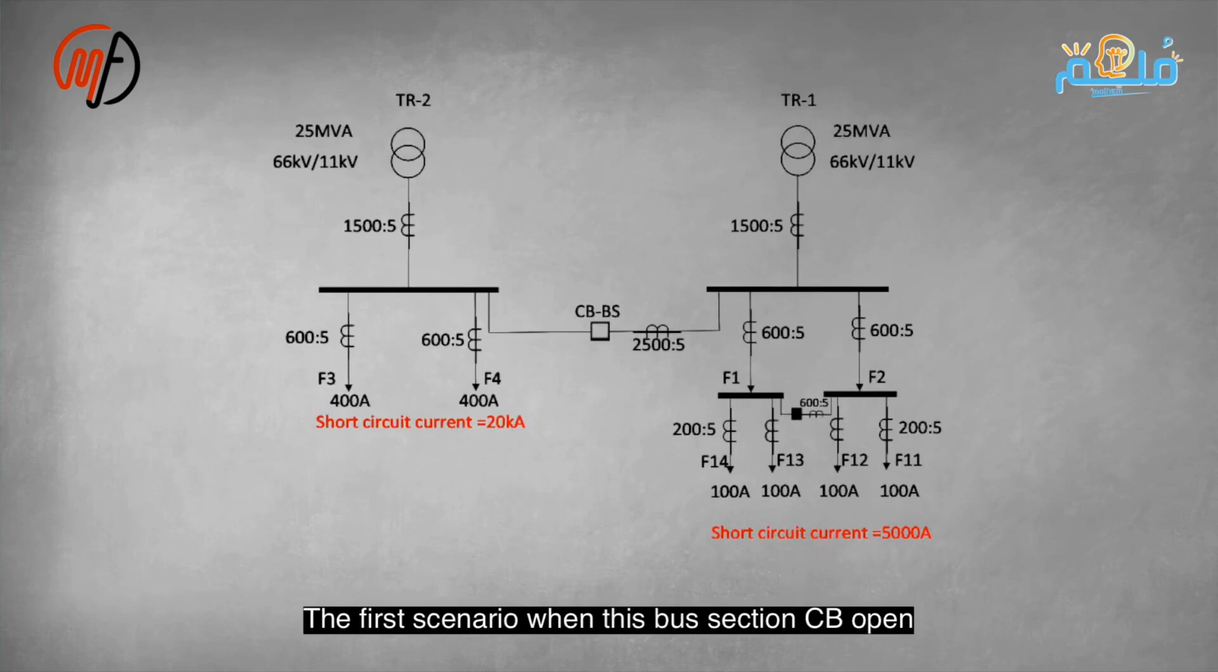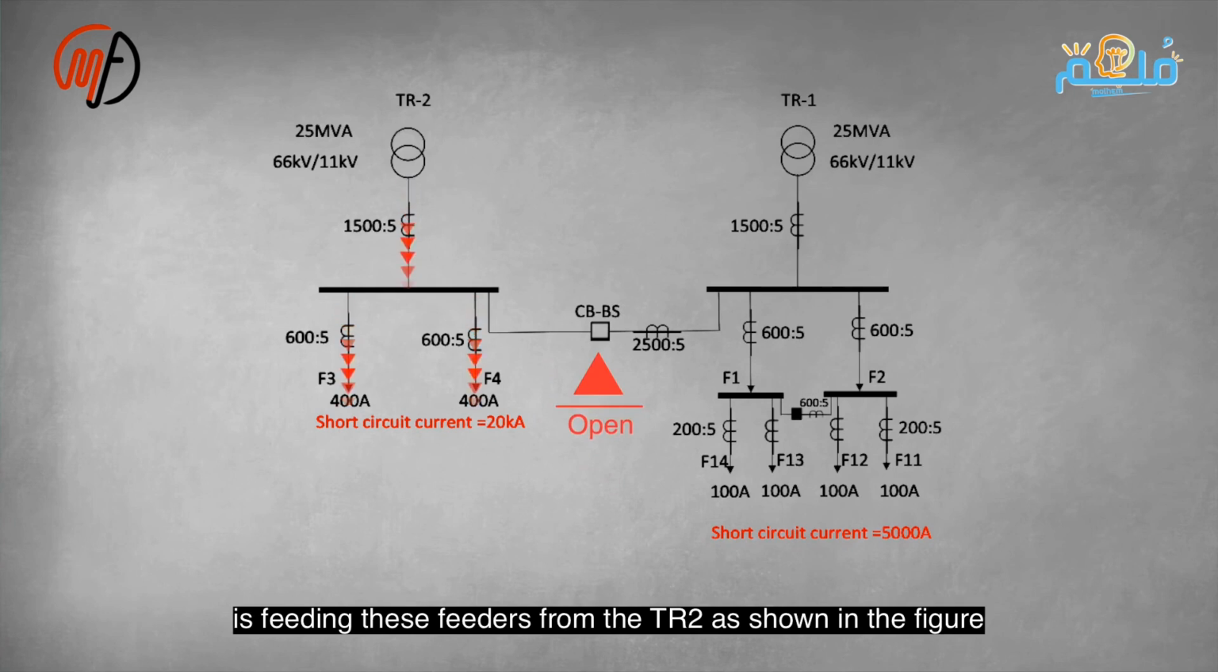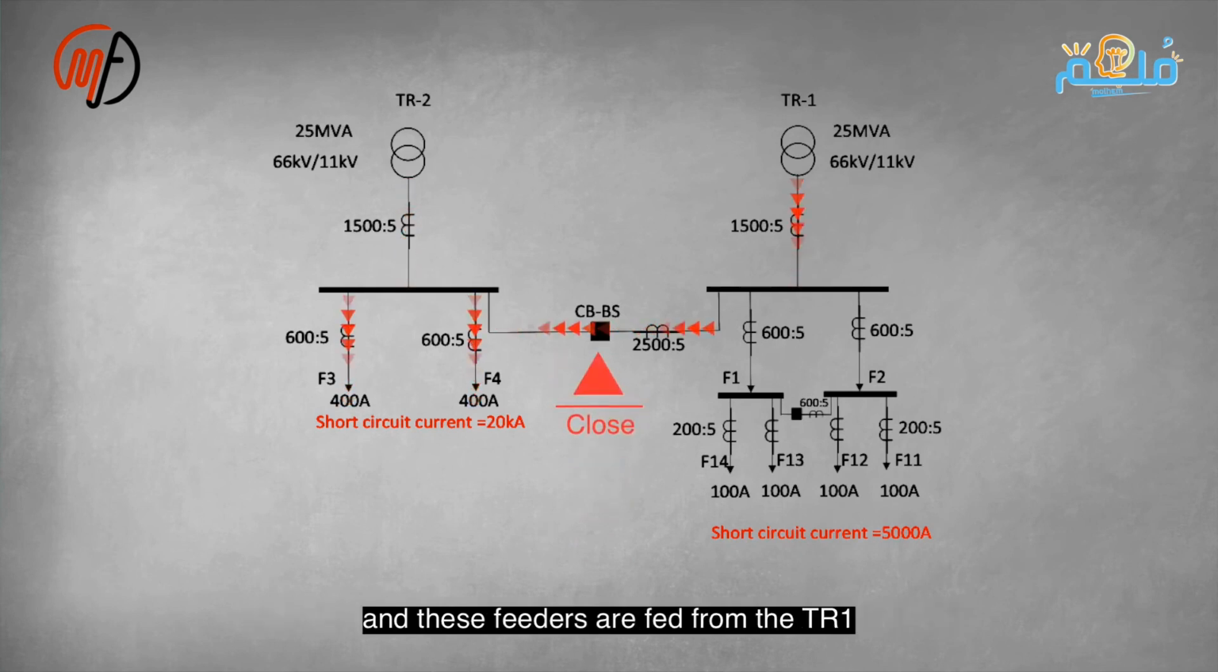The first scenario is when this bus section circuit breaker is open and these feeders are supplied from transformer 2, as shown in the diagram. The second scenario is when this bus section circuit breaker is closed and these feeders are supplied from transformer 1. This is the scenario we will discuss now.